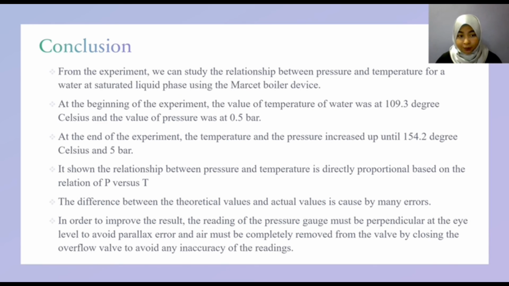The difference between the theoretical values and actual values is caused by many errors. So in order to improve the result, the reading of the temperature gauge must be perpendicular to eye level to avoid parallax error, and air must be completely removed from the valve by closing the overflow valve to avoid any inaccuracy of the readings.